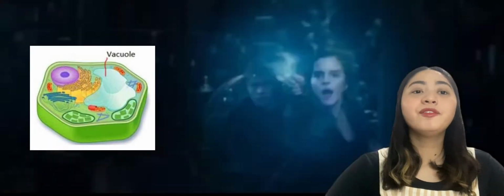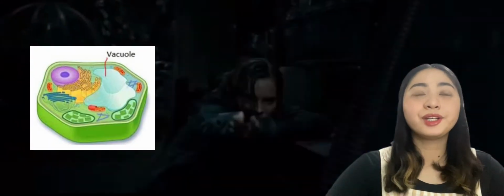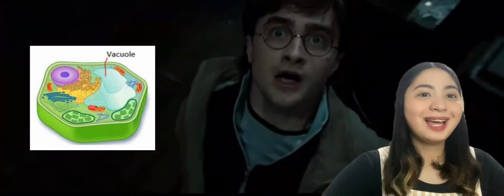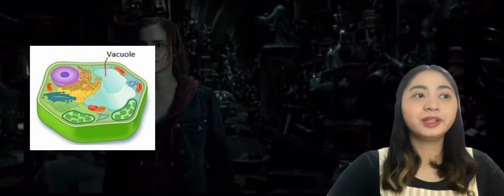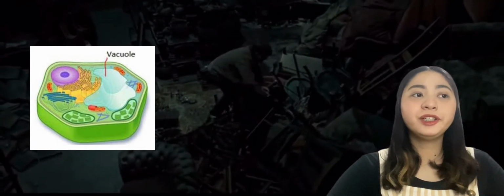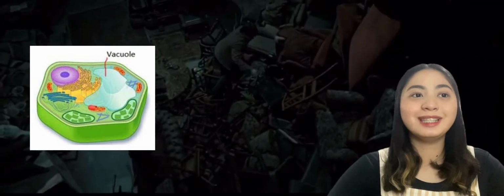Vacuole. The function of the vacuole is to temporarily store materials for when the plant needs it. The vacuole acts like the Room of Requirement in Hogwarts, which stores materials for whenever someone needs them.